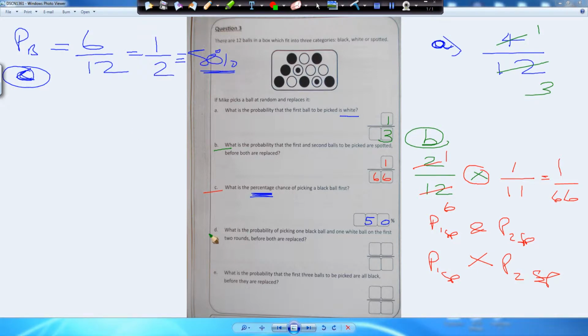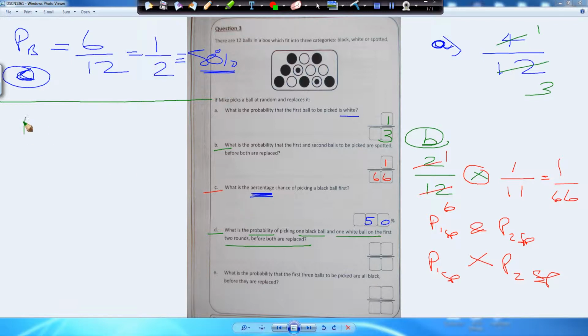Okay, here we go. What is the probability of picking 1 black ball and 1 white ball on the first 2 rounds before both are replaced? So this is a similar question to what we just done over here. So let's do the full mathematics in the GCSE style. Because I teach GCSE maths, and this is a GCSE style question. It's called without replacement. So here we go.